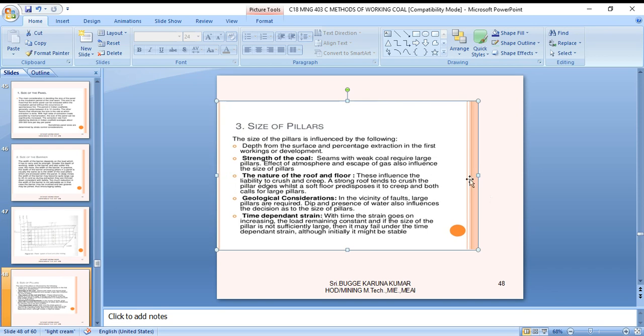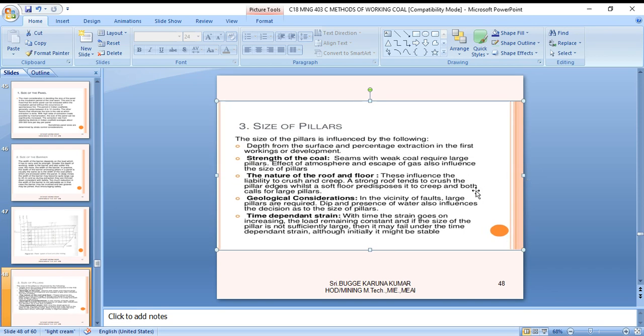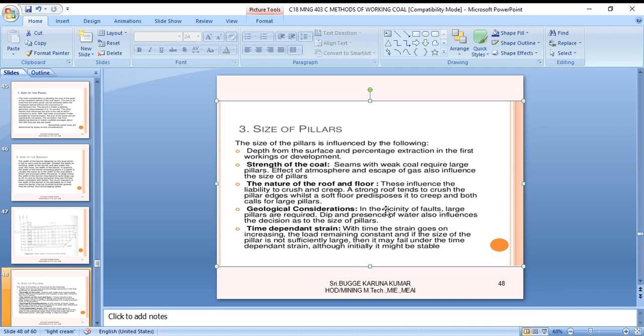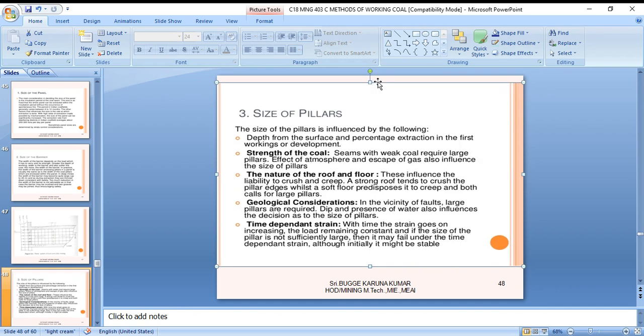Then size of the pillar. So of the above three conditions, we have come to the third condition. The first is the size of the panel, also the size of the barrier pillar, and the third part is the size of the pillar.